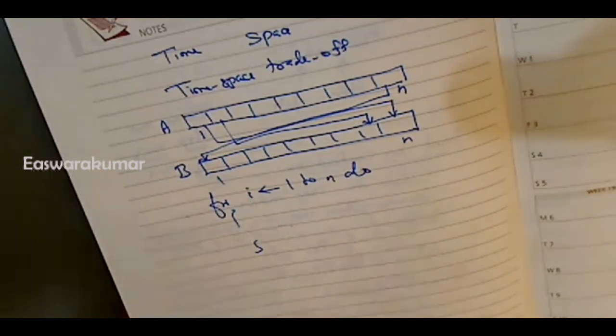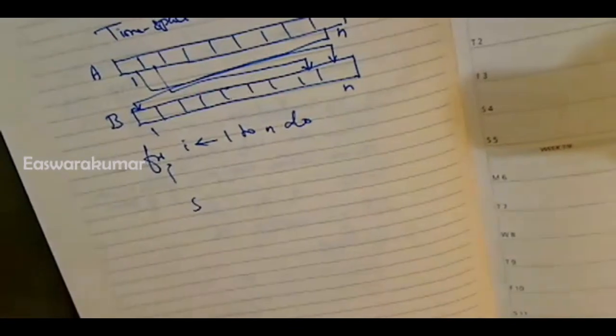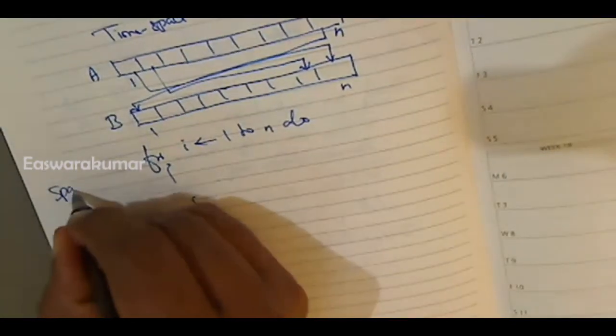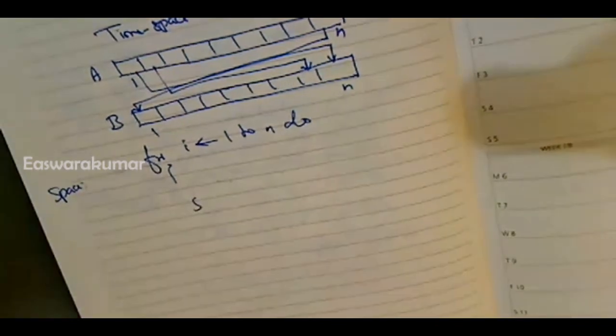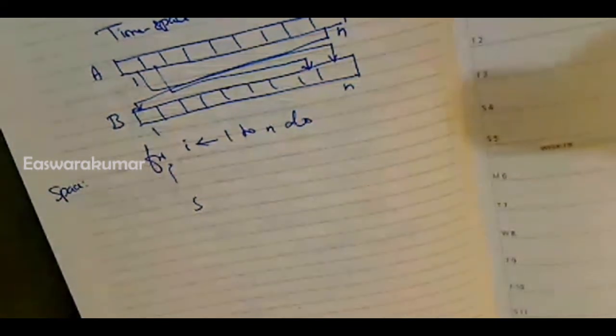Now let us analyze it. The time-space concept is considered on the analysis side. First, we can consider the space. Space is the storage requirement, which we discussed even in the last class. How much storage is needed?